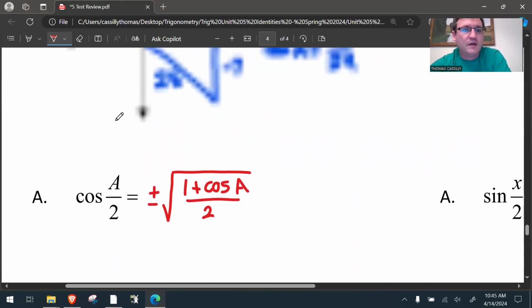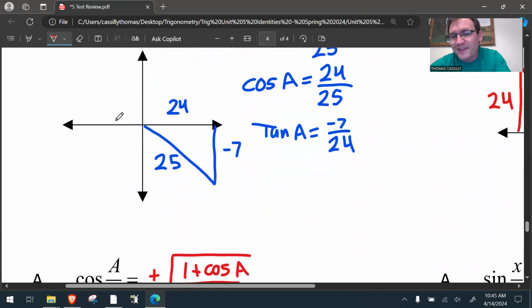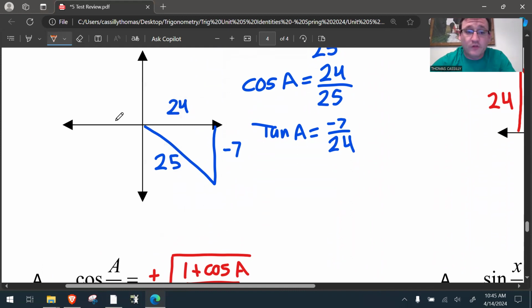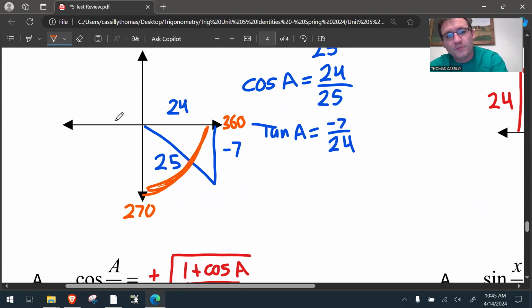What does that mean? So one way to think about it, and this is how I think about it, we're cutting an angle in half. So if you think back to your unit circle, we know everything in quadrant 4 is between 270 degrees and 360 degrees. So what I would do is just pick any angle in there. I'll pick 300. Now take that 300 and cut it in half. And that's 150.